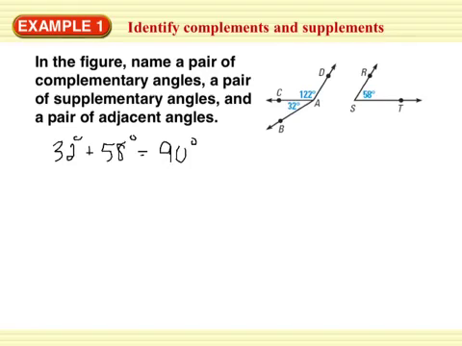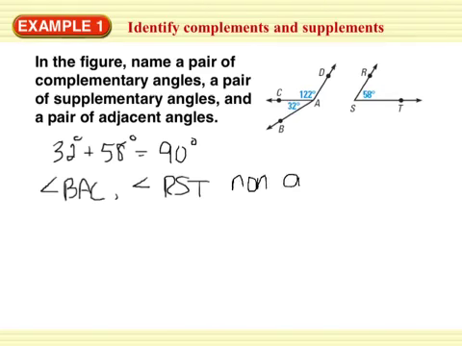So the 32 degree angle is angle BAC and angle RST. You could name this angle CAB. You could name this angle TSR. The S is the vertex. It has to be in the middle. But those two are complementary, but they are non-adjacent.